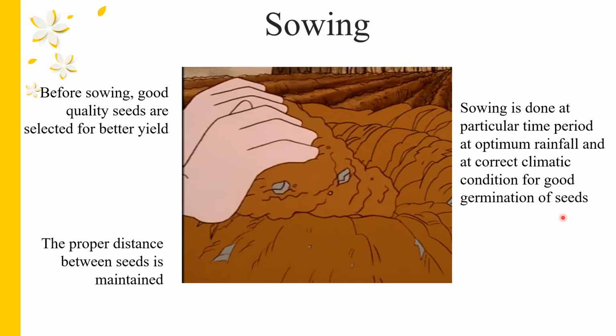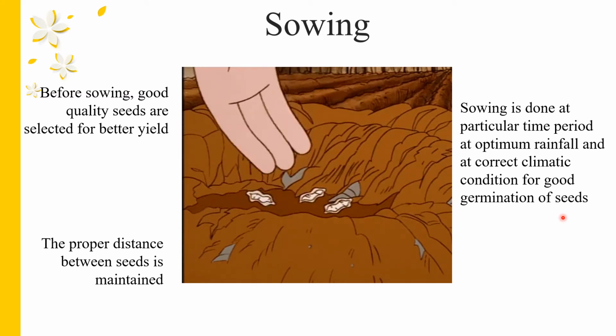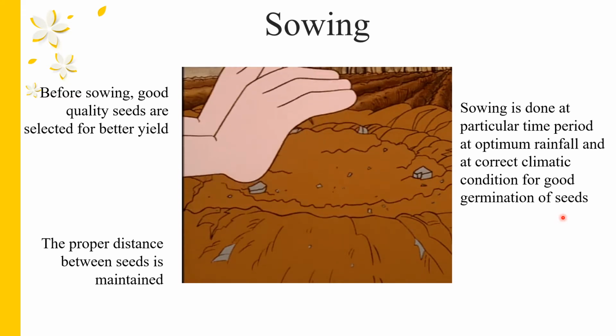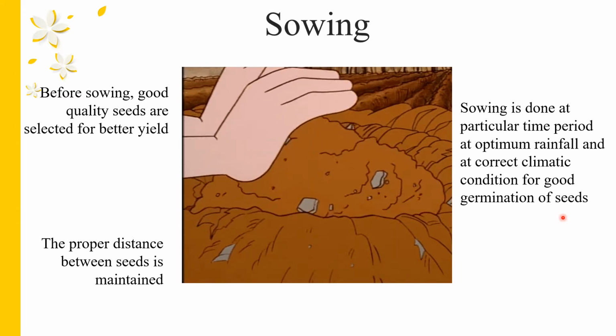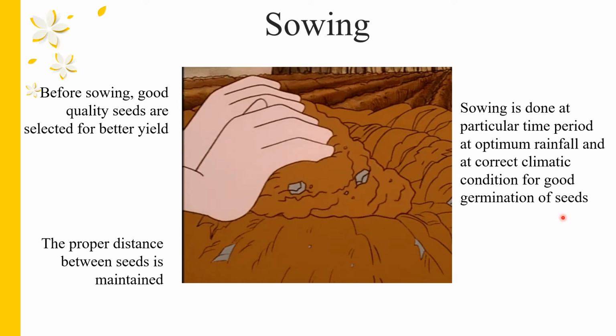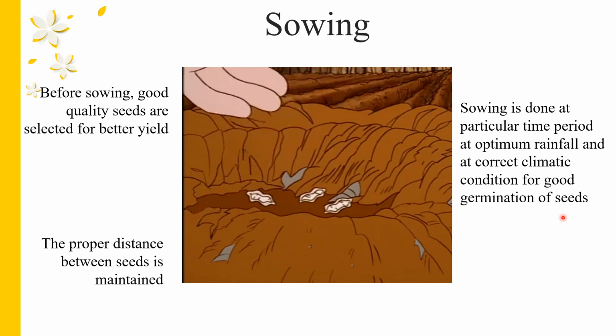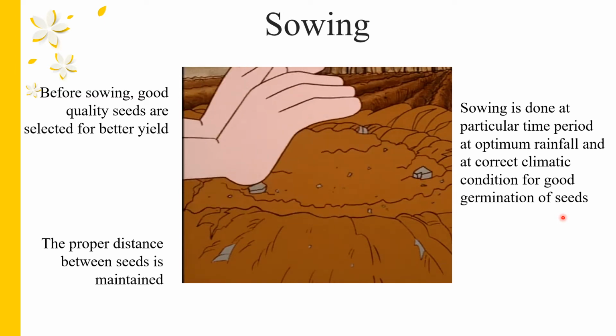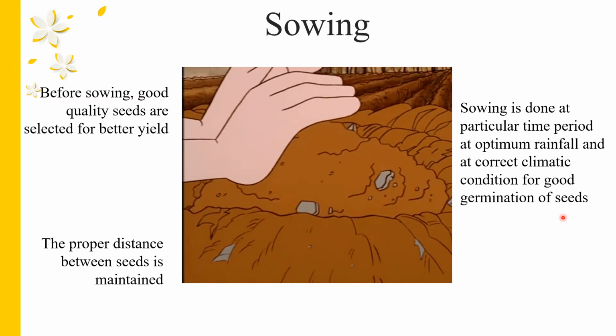For Kharif crops and Rabi crops, during which month they are sowing the seeds, and deciding the correct climatic condition depends upon the type of the crop we are expecting. So based on that, the time when we have to sow the seed will also vary from crop to crop.